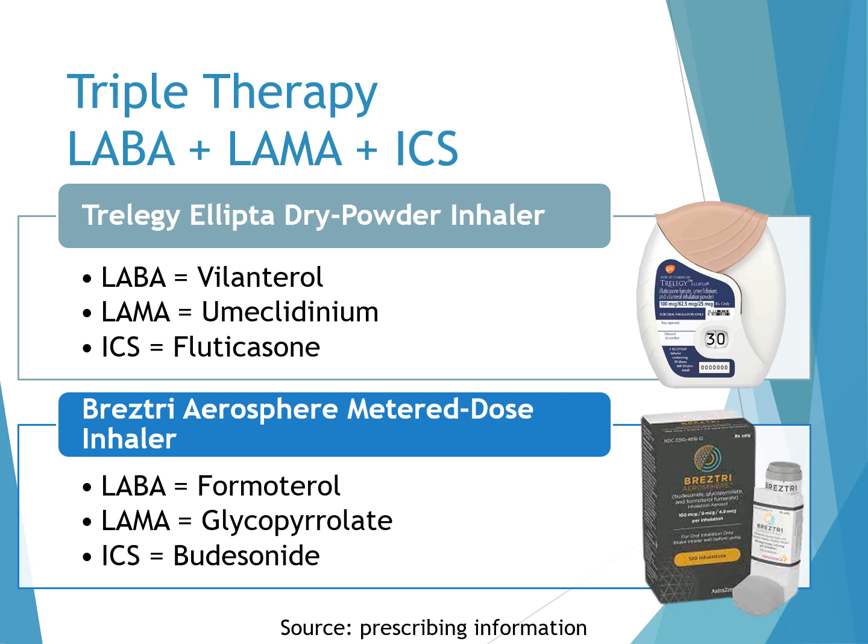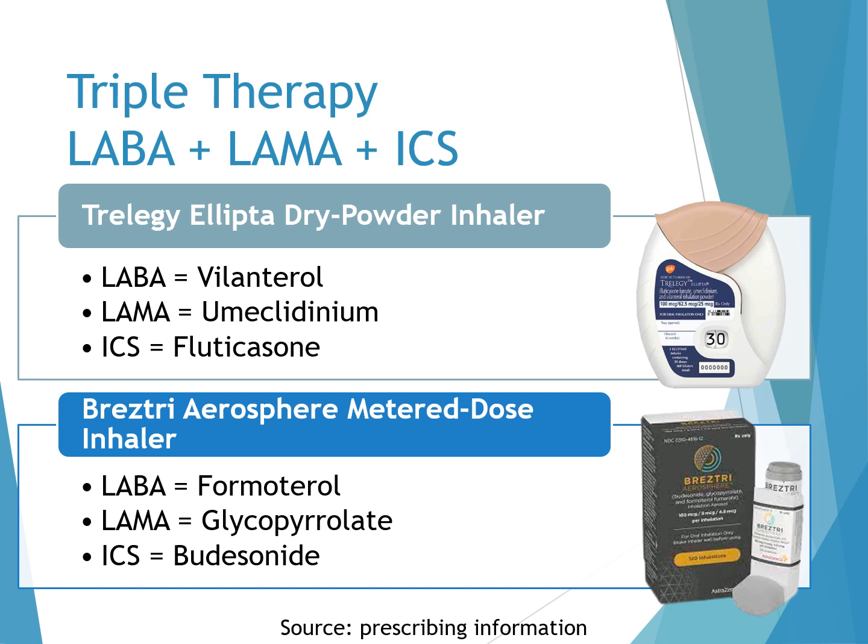Lastly, we have triple therapy inhalers, or inhalers that have a combination of a LABA, LAMA, and ICS therapy. We have 2 different options. The first one that came out on the market is called Trelegy Ellipta, which is a dry powder inhaler, and this includes the LABA vilanterol, the LAMA umeclidinium, and the ICS fluticasone. And then more recently on the market is Breztri Aerosphere, which is a metered dose inhaler, and the LABA is formoterol, LAMA is glycopyrrolate, and the ICS is budesonide.